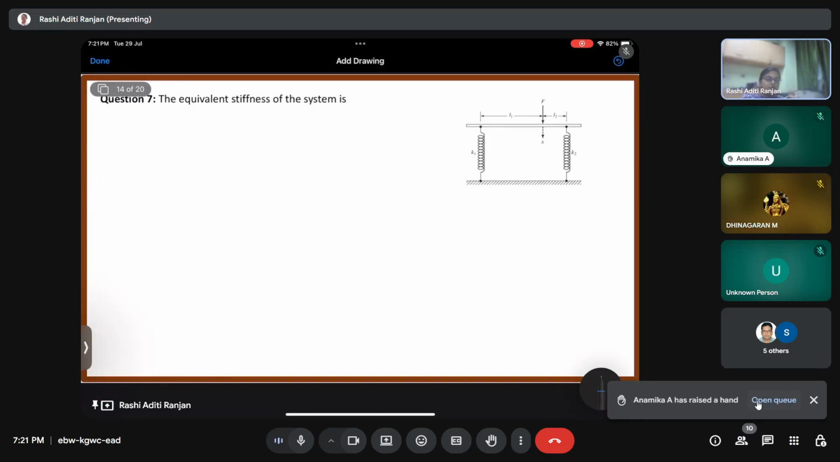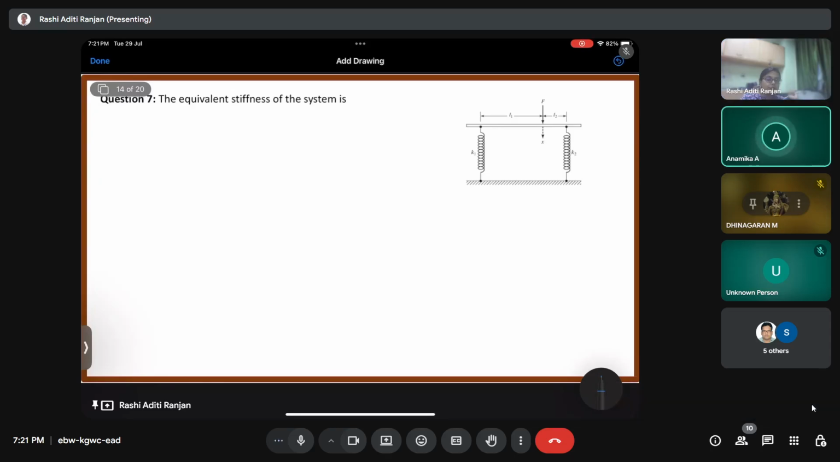Anamika, do you have any question? Yes, ma'am. Actually, I saw one question yesterday in the recall questions which are given on the portal. Recall questions as in? Actually, I have taken the Swayam course of this subject, and in one of the lectures, there were recall questions at the end of the lecture.